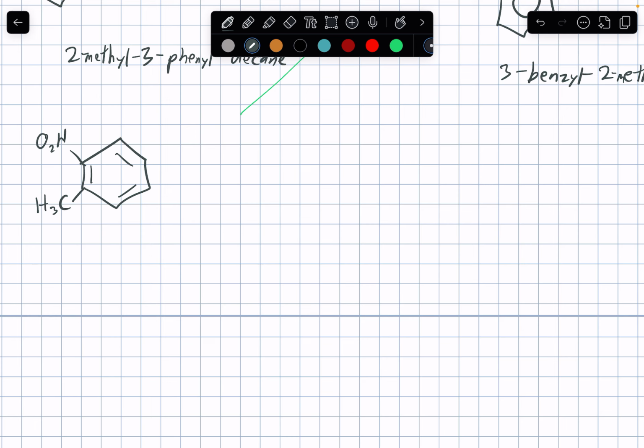So CH3 and NO2. This entire thing is a toluene. So we only have one substituent, nitrotoluene. We are missing something else. The substituents are ortho to each other, so ortho-nitrotoluene. Next example.